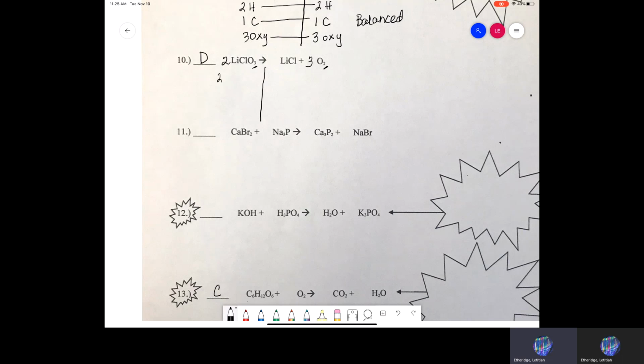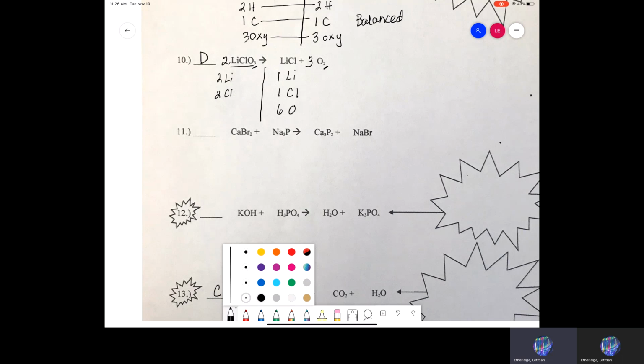So we have 2 lithium and we have 2 chlorates. Yes, that is a polyatomic ion. Over here, I have 1 lithium, 1 chlorine, 6 oxygen. Okay, so here's the deal with this one. You see this is getting broken down. So in this case, it would probably be easier for you to put them down individually, right? So you have 2 chlorine, and then you have 6 oxygens.